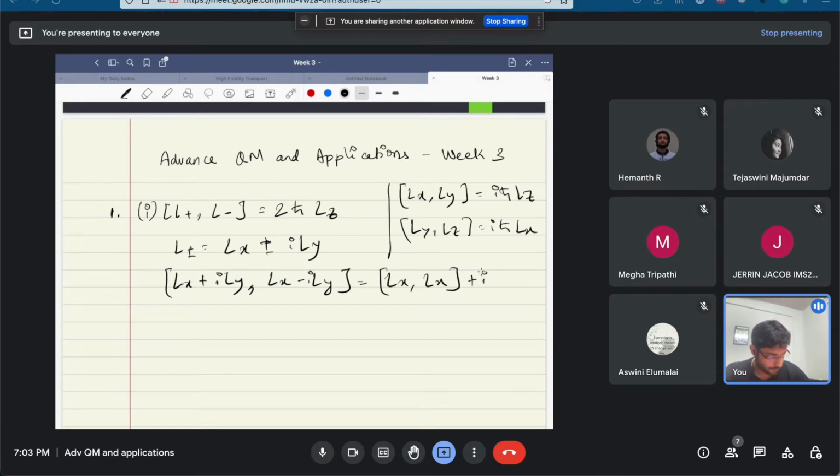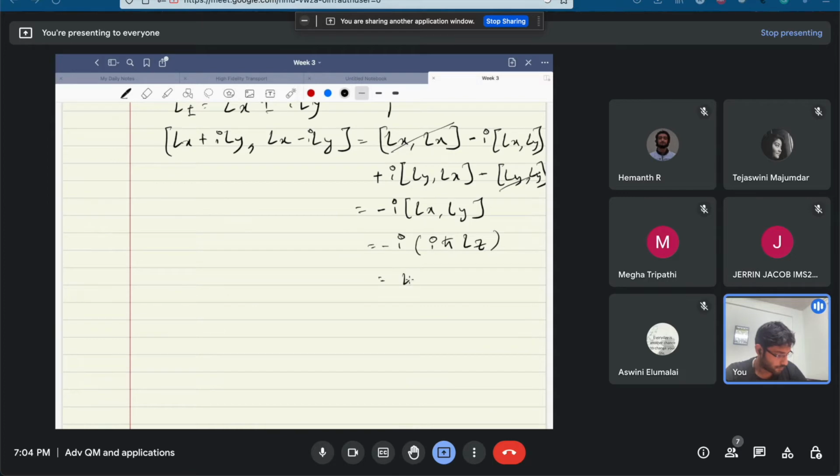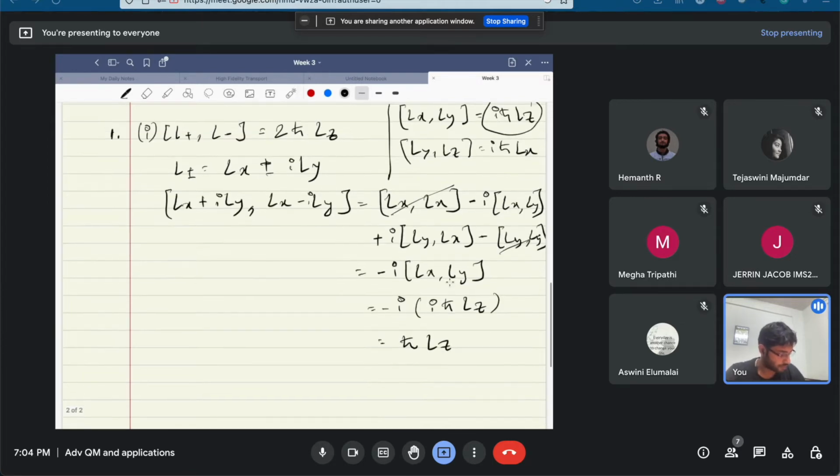Okay, so we have here minus i Lx Ly. So these are all 0, and you can see that these are essentially equal, just opposite. So you can have minus i [Lx, Ly], and this you can use from here, i H bar Lz. So this was the first one. Sorry, there is a twice here.